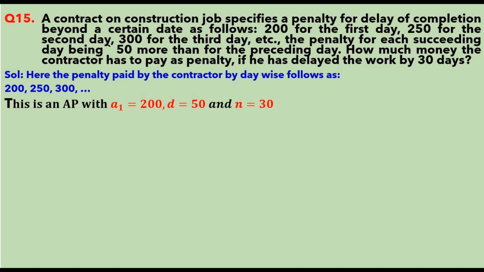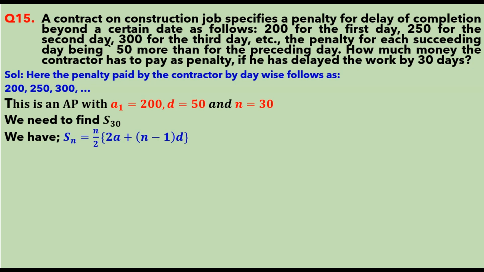So what we have to actually obtain is the amount of penalty that he has to pay after 30 days. That means we need to find the sum of this AP, which we can find by using the formula S30. We have Sn is equal to n by 2 into (2a plus (n minus 1) into d). Now we will put the values of a, n and d to get the result, that is S30. So S30 is 30 by 2 into (2 into first term, that is 200, plus (30, the number of terms, minus 1) into 50, that is the common difference).